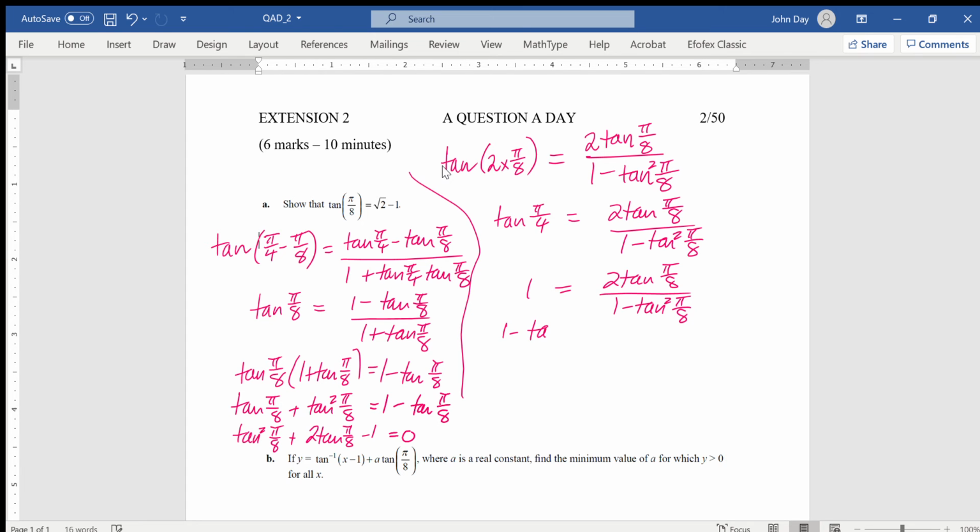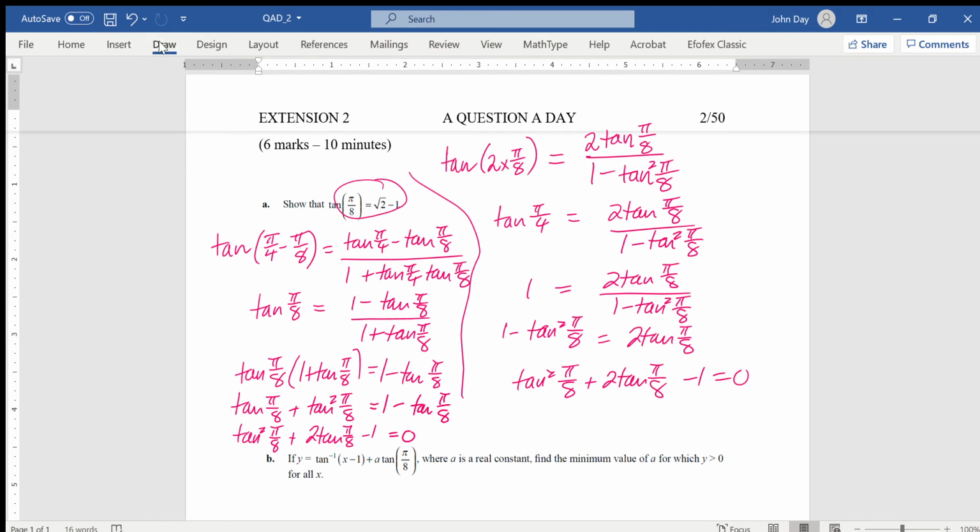1 minus tan squared pi on 8 equals 2 tan pi on 8. So I'm going to get tan squared pi on 8 plus 2 tan pi on 8 minus 1 equals 0. Either way, I get that equation. So I could have approached it from either way, got myself a quadratic, which I now need to solve. Hopefully the solution is whatever they've set up there, root 2 minus 1.